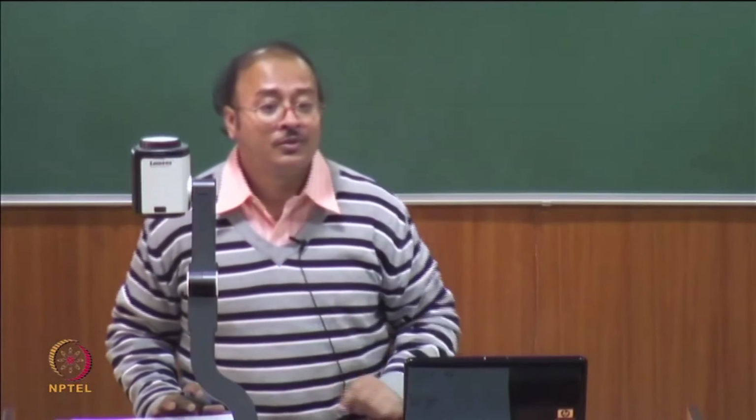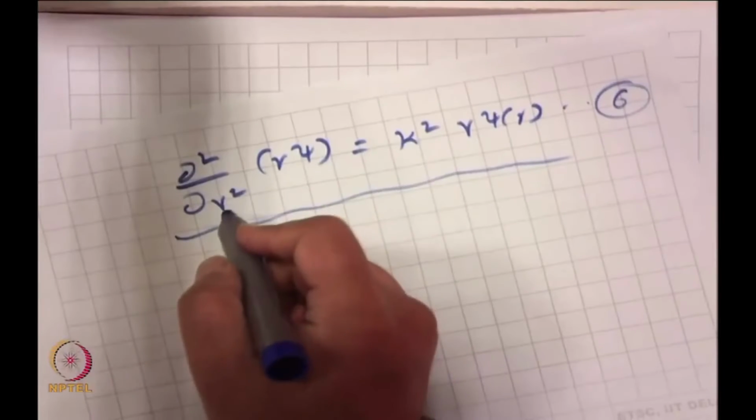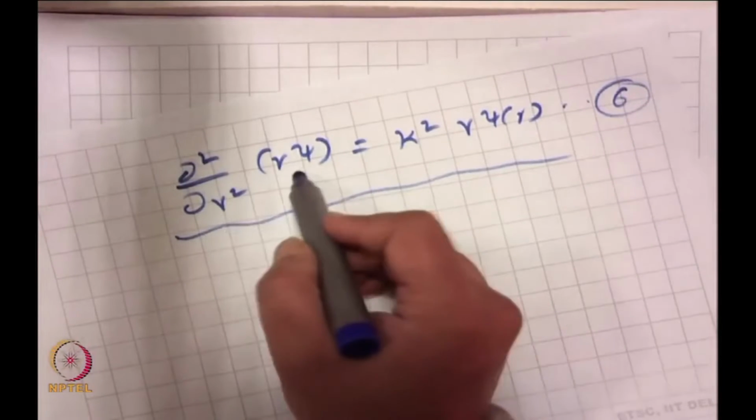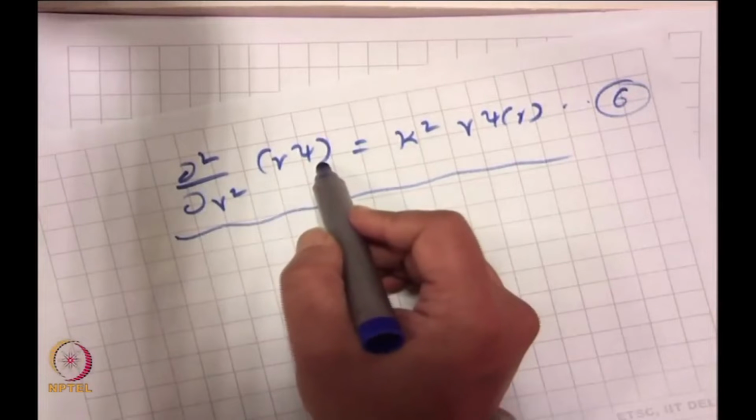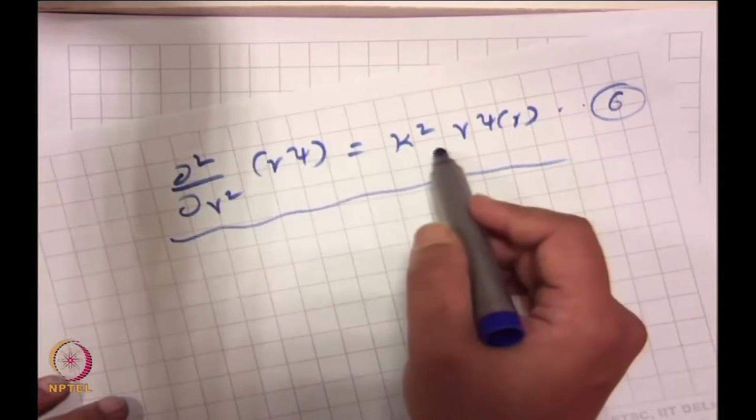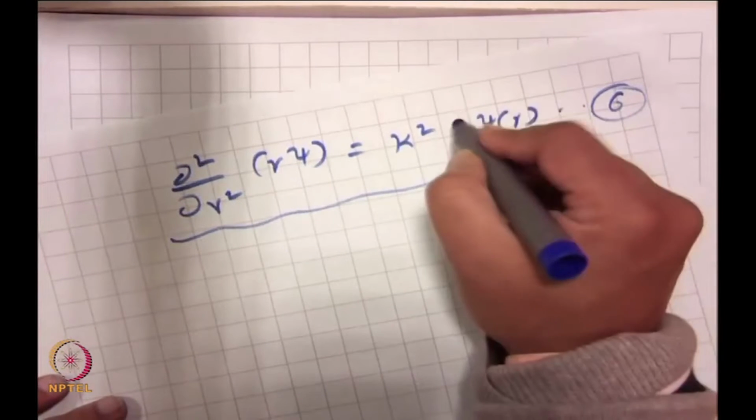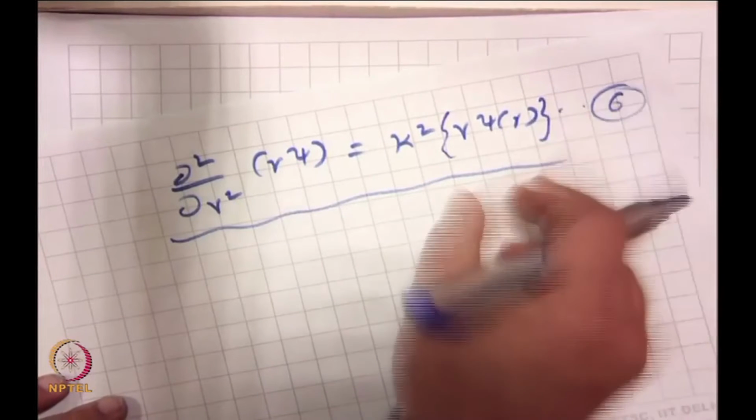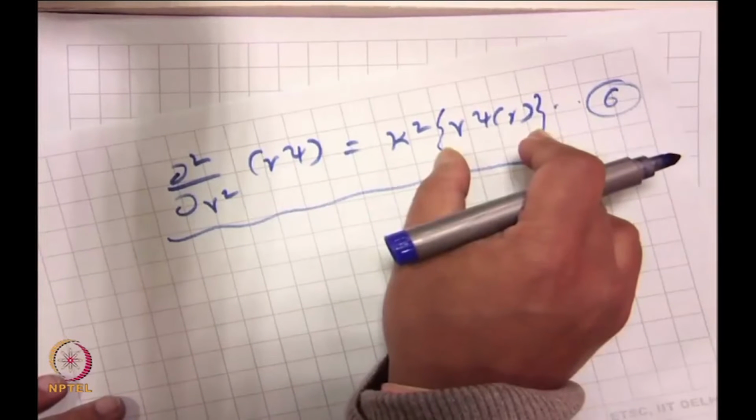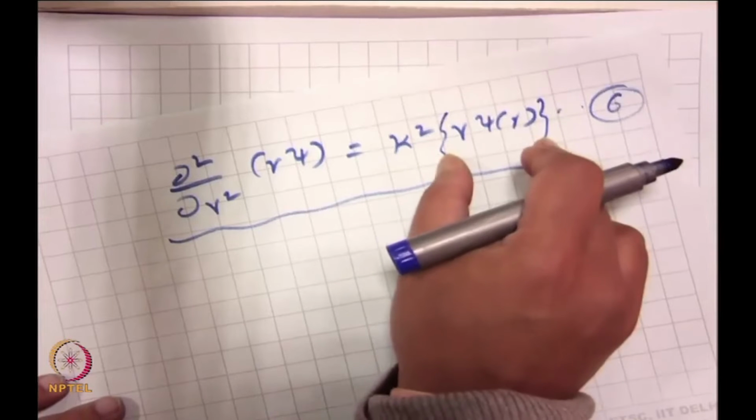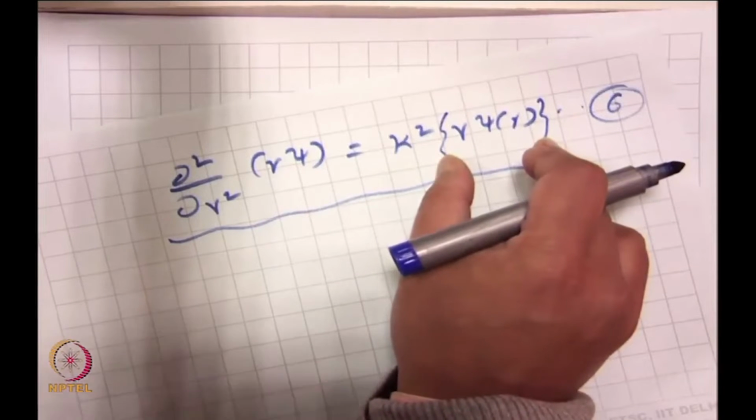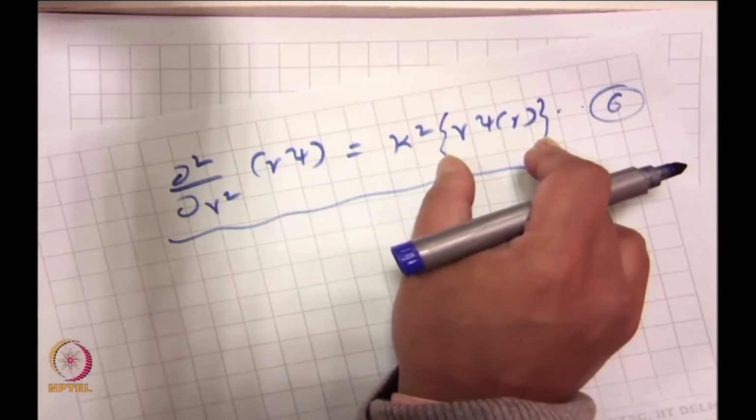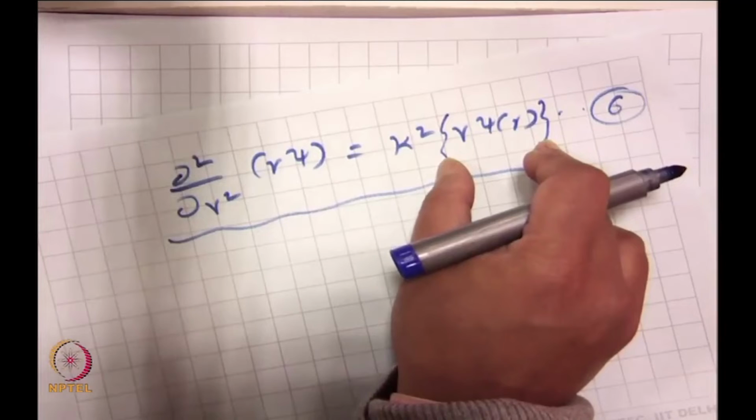What are you solving here now? You are solving del 2 over del r squared of r psi, that means r psi of r is equal to kappa squared r psi of r. So, I can put this one in brackets like this. So, instead of psi of x, what are we solving? We are solving r psi of r for a simple comparison. Can everyone see it? Everyone can see it, right.